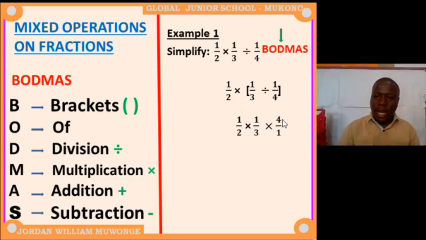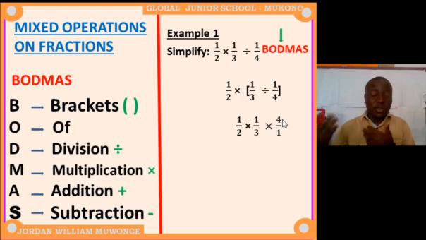Therefore, boys and girls, after reaching this step where we are, a half times a third times 4 out of 1, where we have reached is real multiplication of fractions. But before you multiply, are there denominators that can reduce some numerators?